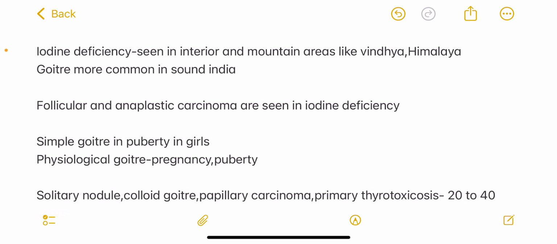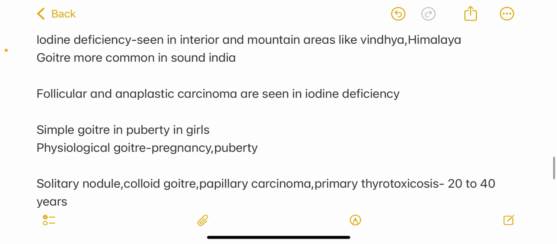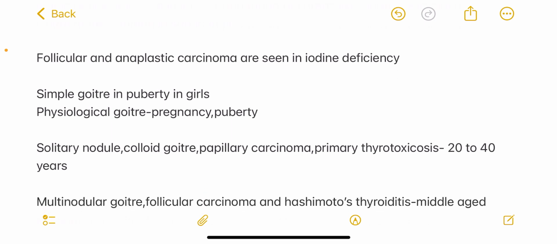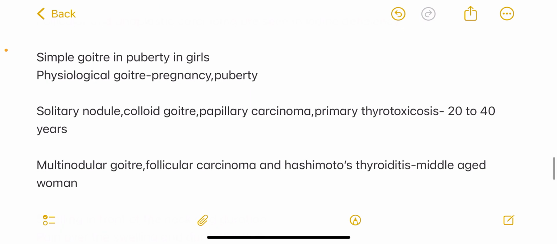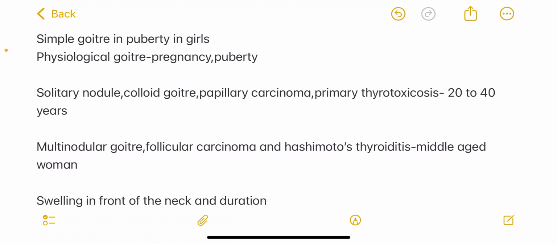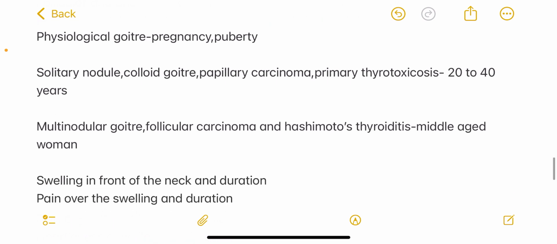Simple goiter, which is seen in puberty in girls, is normal. And physiological goiter is commonly seen in pregnancy and puberty. That is because of the hormonal changes, so there's nothing to worry about. Next, solitary nodule, colloid goiter, papillary carcinoma, and primary thyrotoxicosis are seen in the age group of 20 to 40 years. And multinodular goiter, follicular carcinoma of thyroid, and Hashimoto's thyroiditis are commonly seen in middle-aged women. So thyroid as such is more common in women, and the age groups are these.